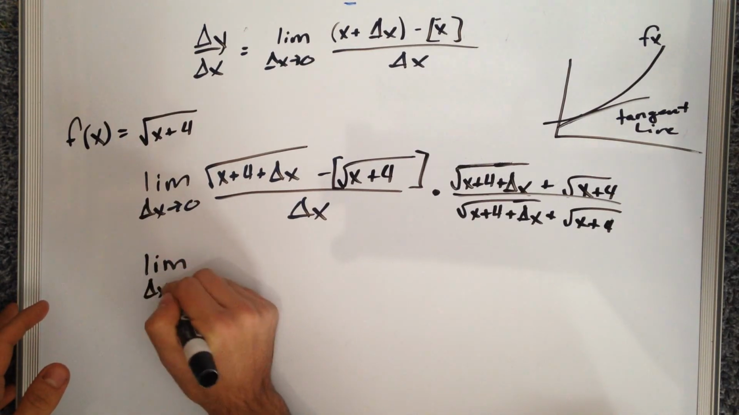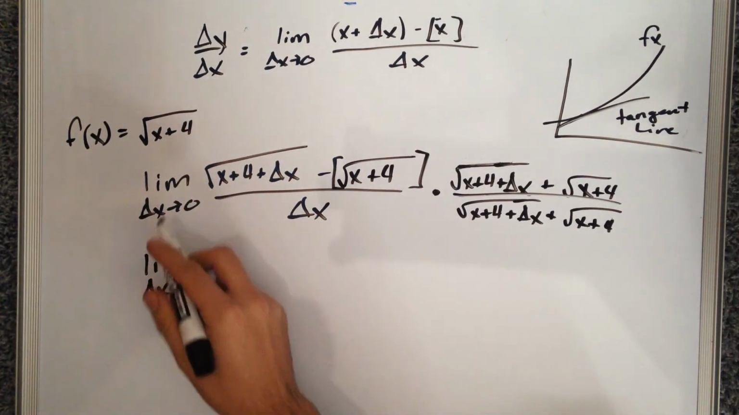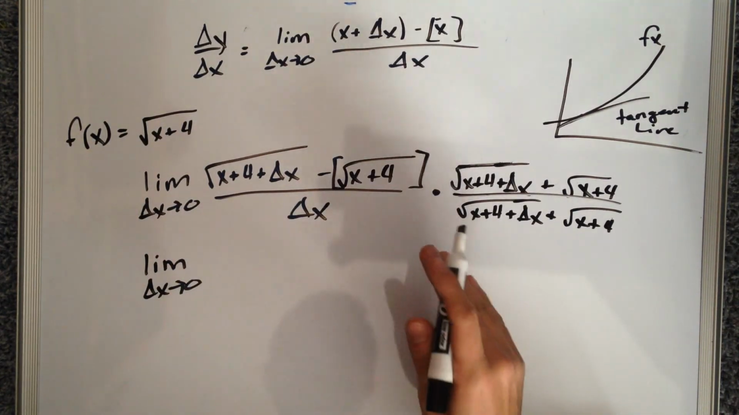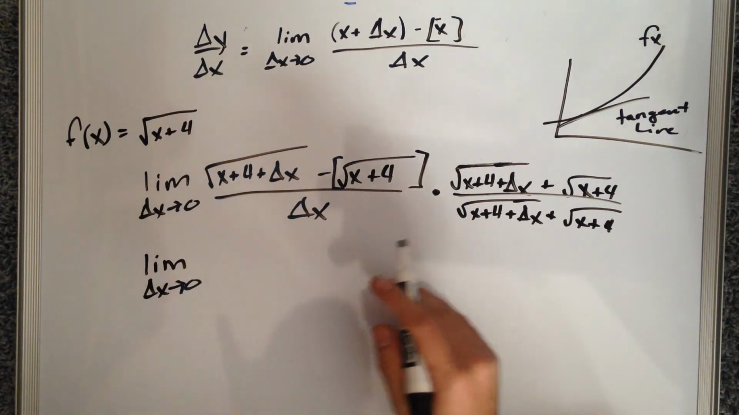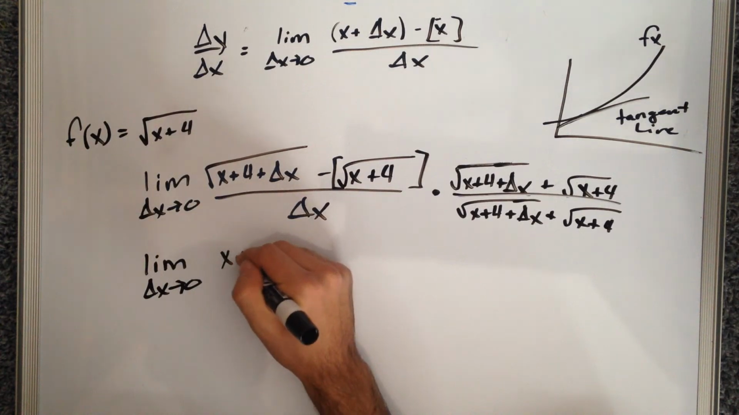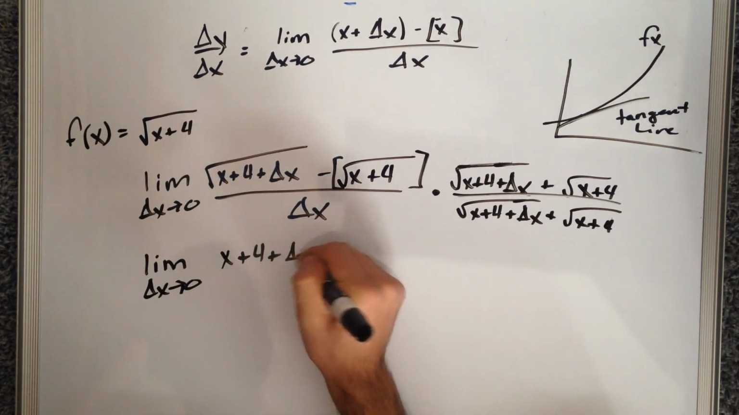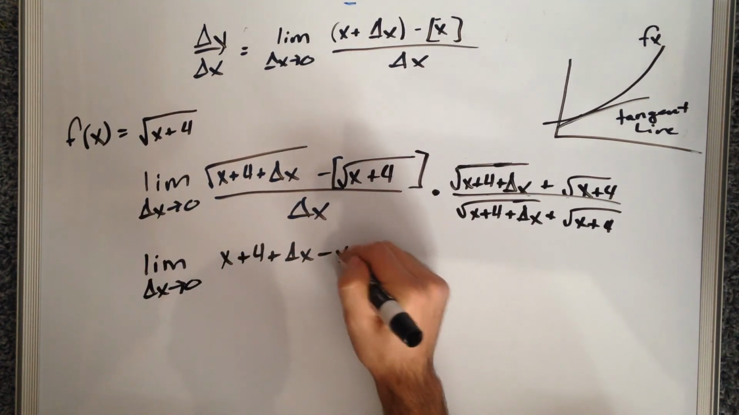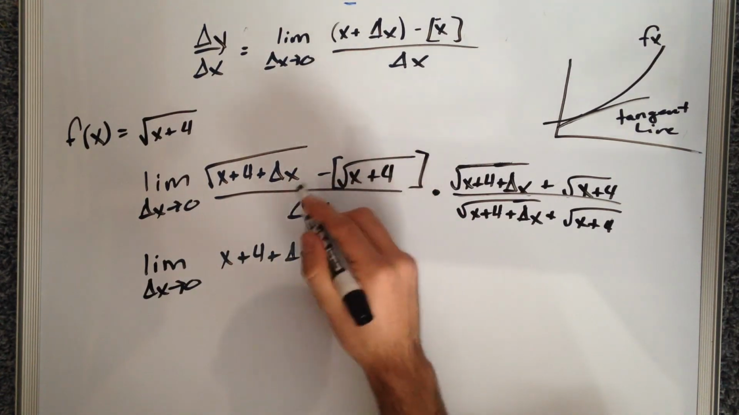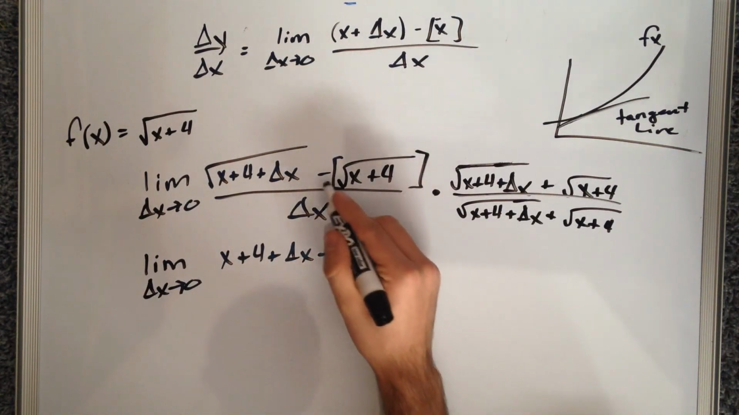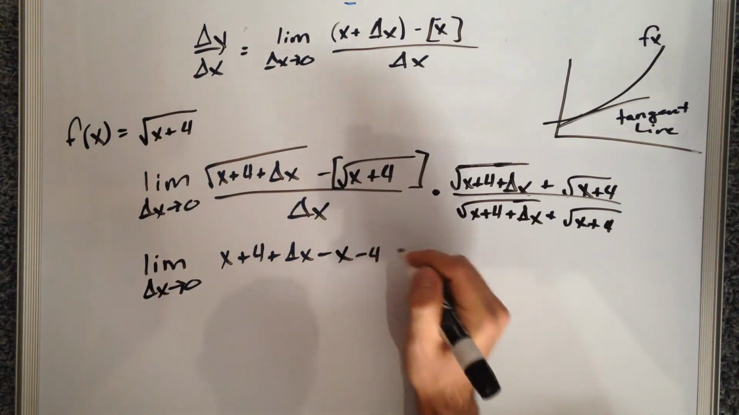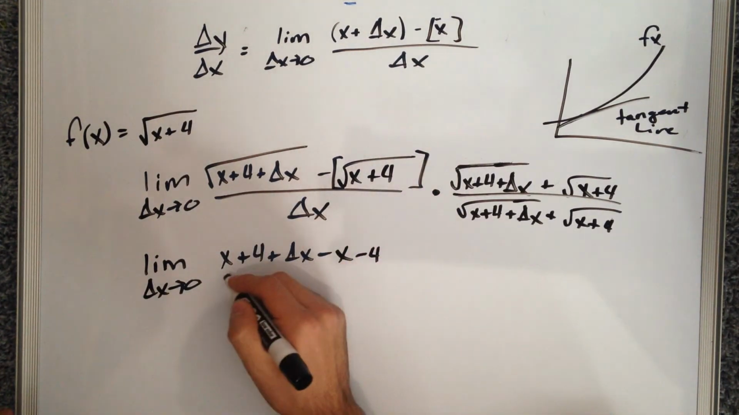Limit as delta x approaches 0. That's another felony. Don't ever forget to write limit. Always write limit until you substitute. Until you plug that 0 in, always write it. So limit as delta x approaches 0. The radical is gone. Plus delta x minus x. And here we go. We're plugging in. This radical is gone. We're plugging this negative in. We're distributing it. So we distribute it to x, change that sign, distribute it to 4, also never forget. There we go. There's our top.